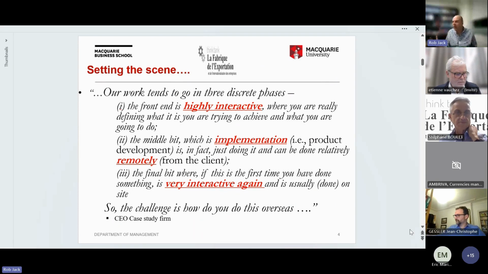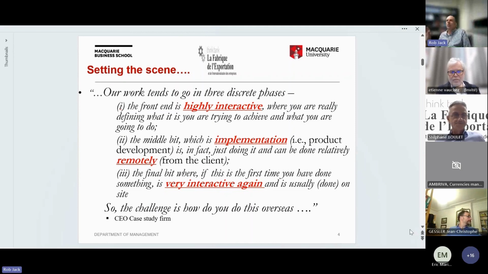So the start of their product process is this very intensive interaction with a client who is obviously wanting the firm to design something specific for them. Once that is done, there is the implementation, the product development. You might call it the manufacturing of the product. And then there's a third component where the product is handed over. It has to be maintained. It has to be serviced. There's a lot of interaction again. And as the CEO said, when you look at that product breakdown, and I'm summarising that a little bit, the challenge that they have is how are you going to do all this overseas?